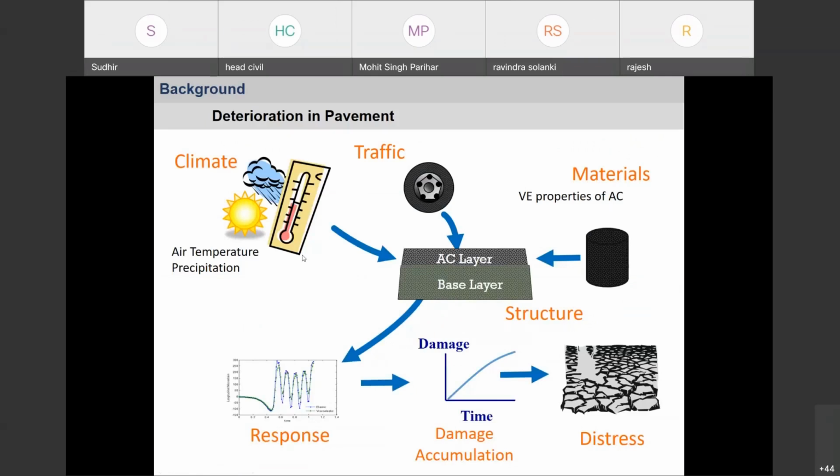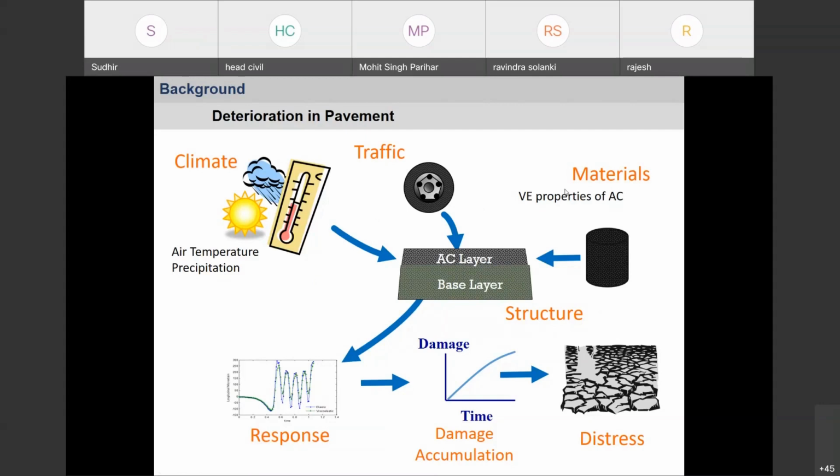Okay. So if you think about a payment that has been constructed, once it has been constructed, it gets open to traffic, it gets open to climatic condition. And because of this traffic and climatic loading, there is a response that is generated by payment. Okay. And this response basically depends on what is the material property of the materials that have been used to construct this payment.